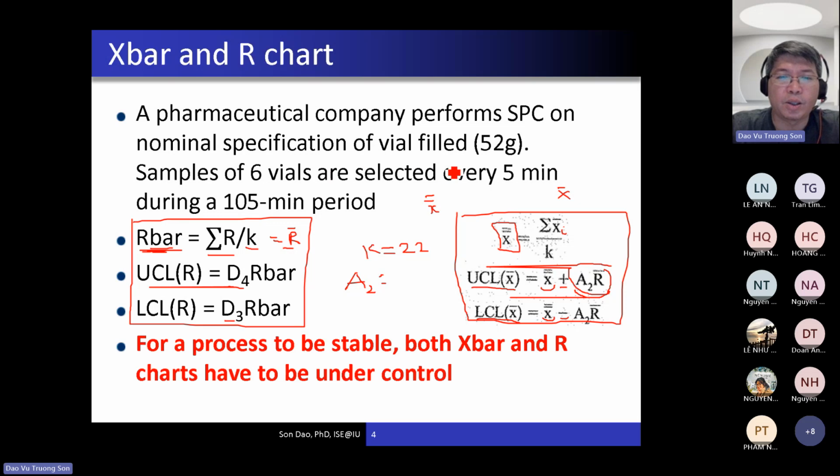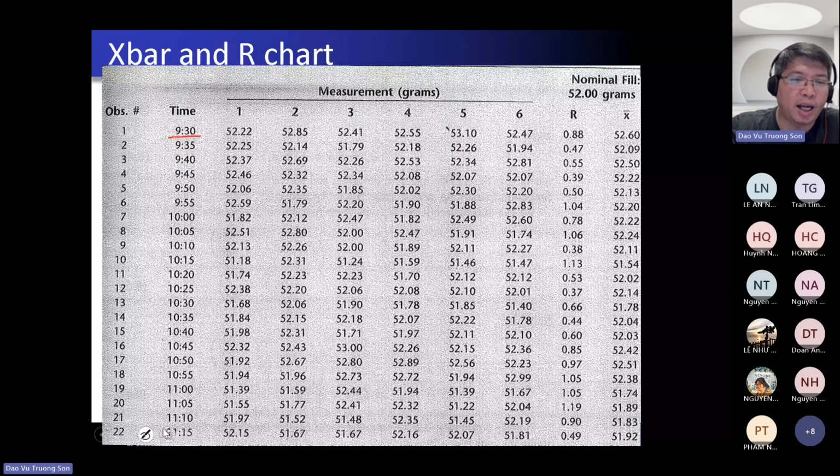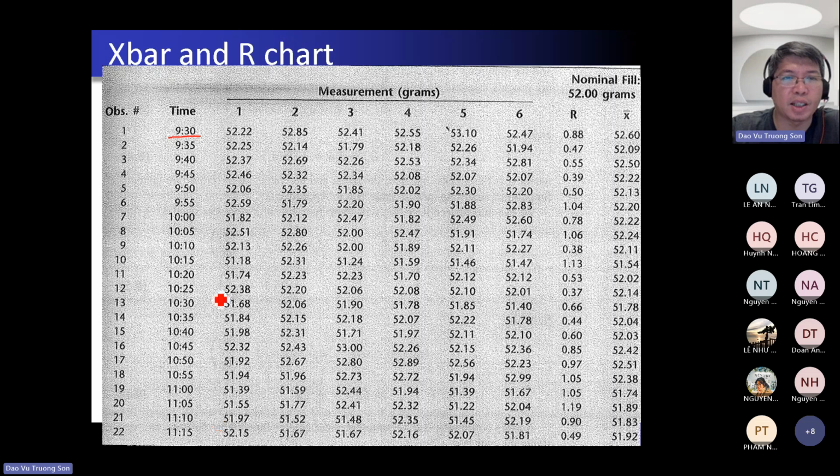All right. If there are no questions, then please work along, because one of your final questions will be something like this, either X bar and R, or X bar and S. It will take a very long time to do this task, so you have to get familiar with the process. Here you see that we have 22 observations, starting at 9:30 and ending at 11:15, so 105 minutes.